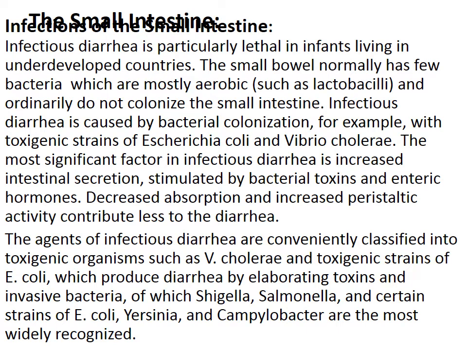The agents of infectious diarrhea are conveniently classified. Infectious diarrhea is usually bacterial, divided into toxigenic organisms such as Vibrio cholerae and toxigenic strains of E. coli, which produce diarrhea by elaborating toxins, and invasive bacteria, including Shigella and Salmonella and certain strains of E. coli. Yersinia and Campylobacter are the most widely recognized. So we have two basic types of infectious cause.